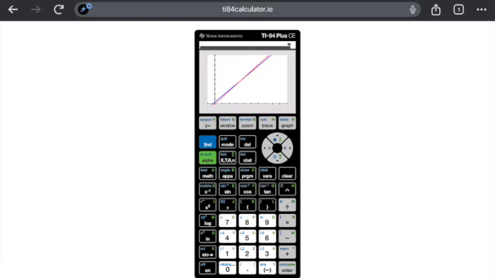So we can use this calc feature over here on the button that says trace. So hit second, trace, so we get to the calculate menu, and we're looking for the intersect, number 5. It's going to ask you, what's your first curve? Put your cursor on the first curve. Yep, that equation at the top, that's our first curve. Okay, and our second line. Yep, that's our second curve. Hit enter. And it says guess, you can just hit enter.